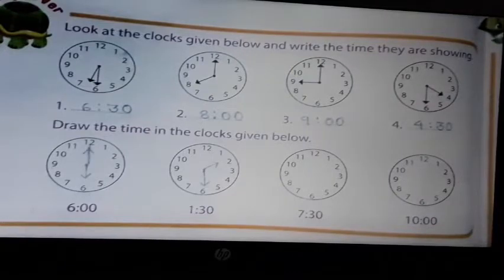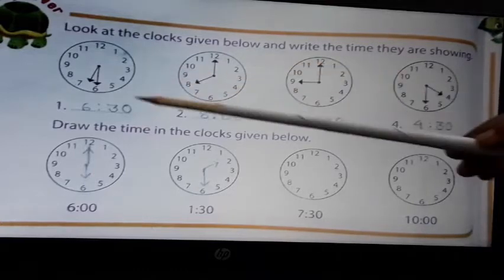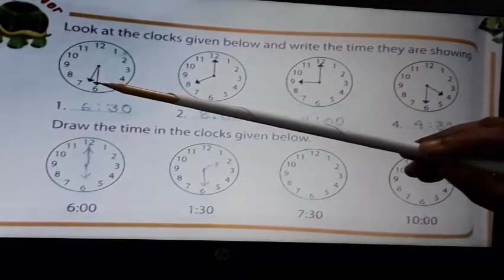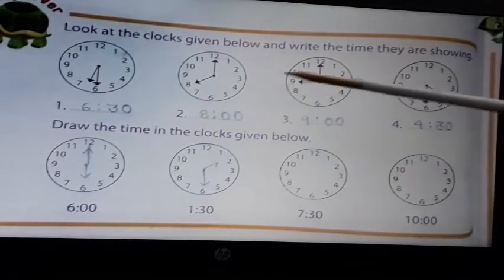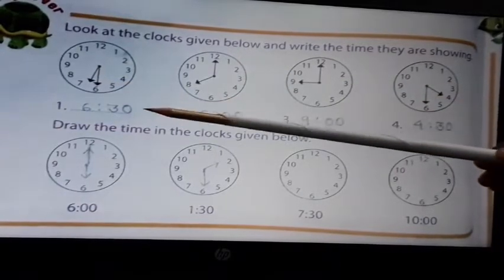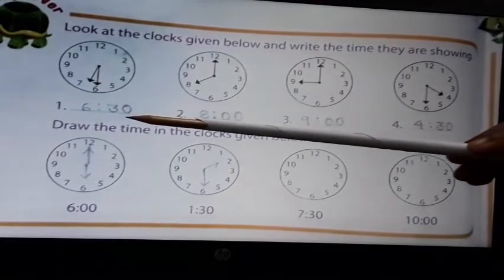Children, see on page 42 of your book, there is an exercise. You can see. Look at the clocks given below and write the time they are showing. Children, in the first question, both the hands are given, hour hand and minute hand. Okay, so you have to read the time and write the answer.